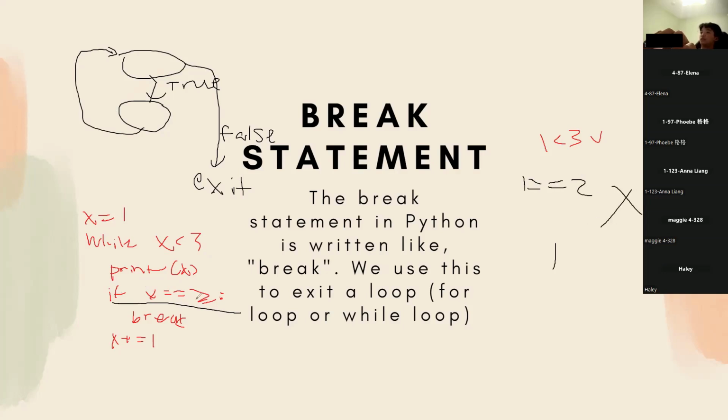No, right? It's not. So it's false, so this doesn't run. So now x plus equals one, so now x is equal to two.